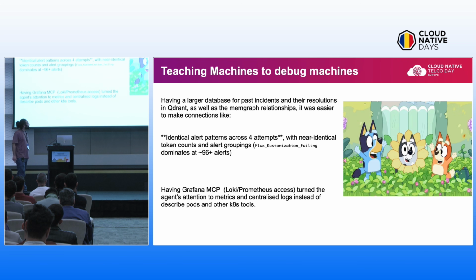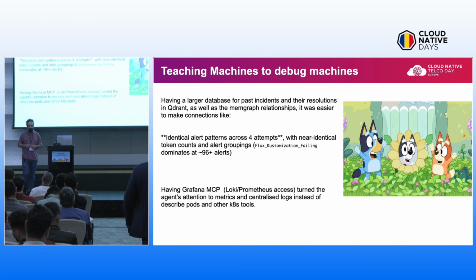So, having a larger database for the past incidents, the resolutions in Qdrant, which was before, I just removed it, so it's not in there anymore because Memgraph kind of took over it. It was easier to make these kinds of connections, and we actually started to get some really interesting messages from the LLM, like, identical alert patterns across 4 attempts or across 6 namespaces or something like that.